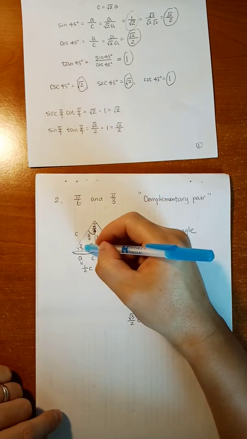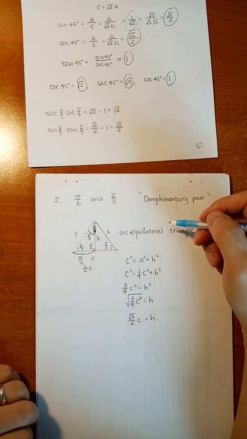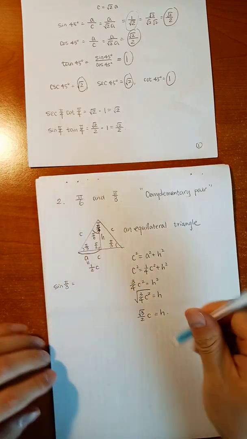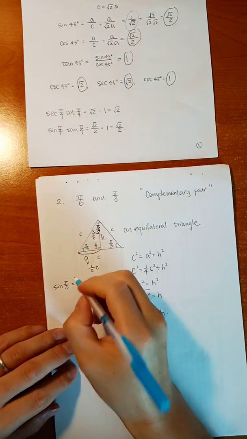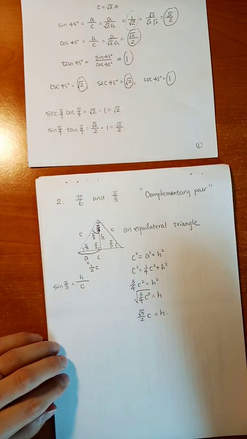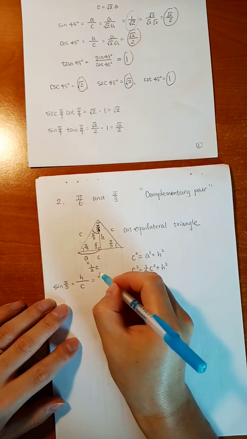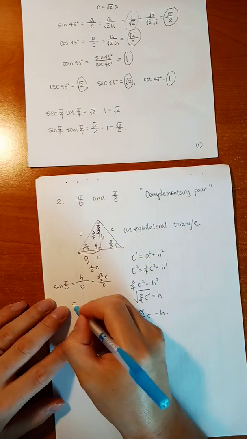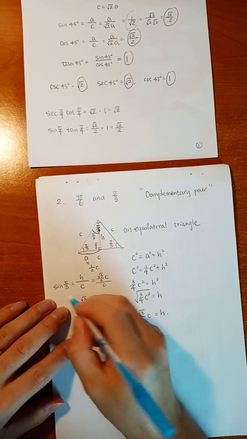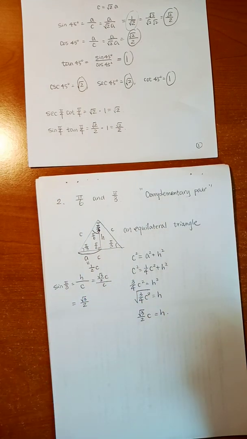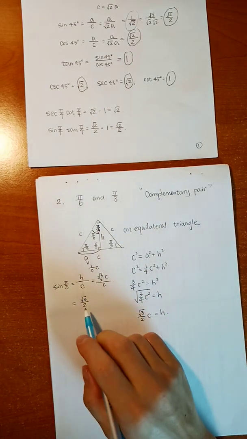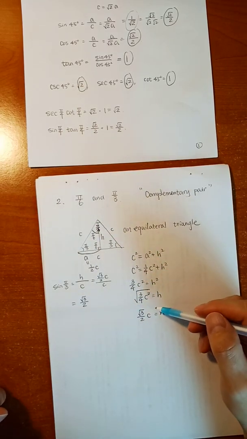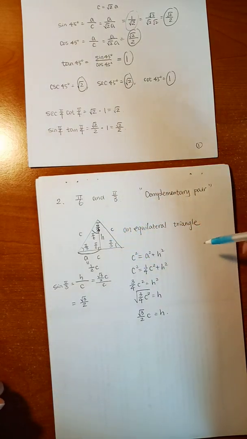This is the opposite of pi over 3. Okay, so sine pi over 3 is the opposite over hypotenuse, is H over C. H is root 3 over 2 times C over C. C cancelled. So sine pi over 3 is square root of 3 over 2. This number comes from the Pythagorean theorem plus this equilateral triangle.